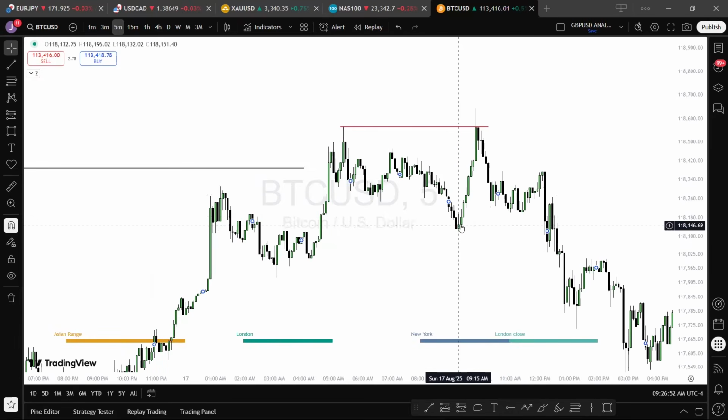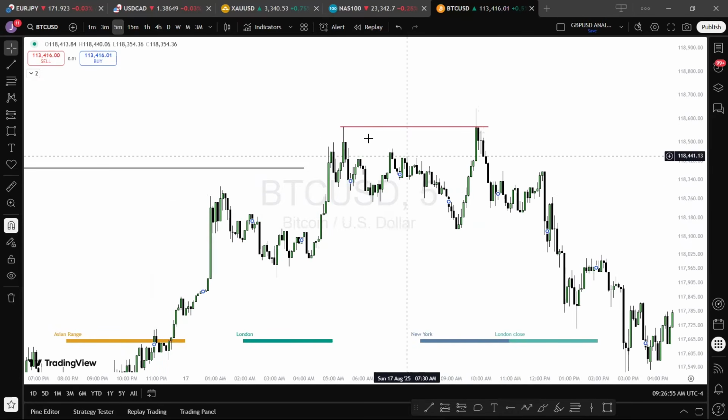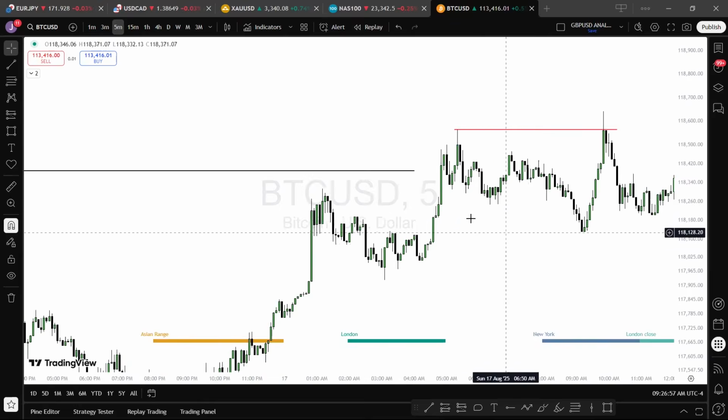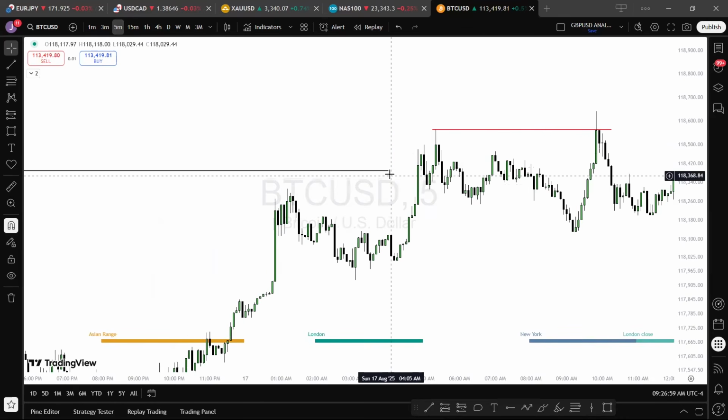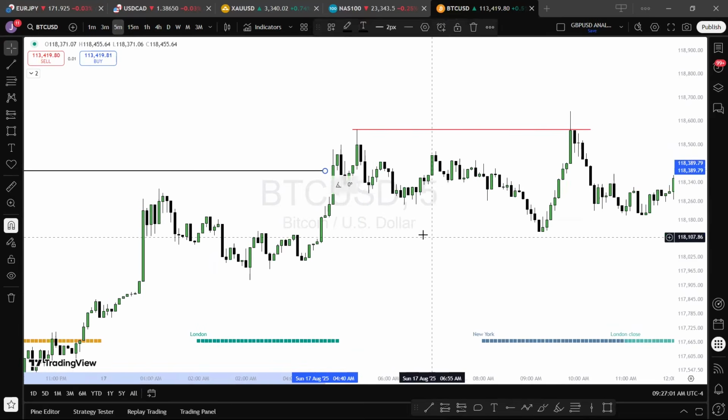Now you can see this run here. This was the run that took liquidity. Now I would like to draw your attention to something here. You can see there was also a shift. Remember, these are 4-hour bearish order blocks.